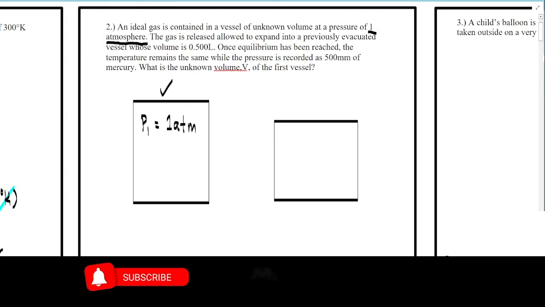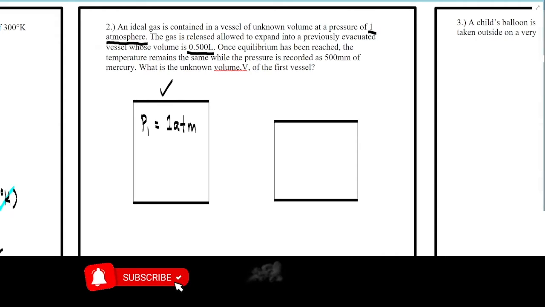And then, before the gas storage is allowed to expand into a previously evacuated vessel whose volume is 0.5 liters. So that 0.5 liters is not your V1, because the one that we are looking for, or required in the problem, is V1. That 0.5 liters is the original volume of the gas when it was in the original container, or in the first vessel.